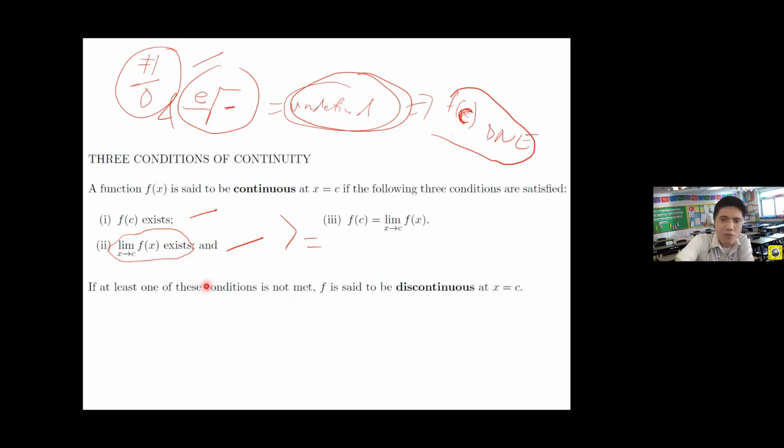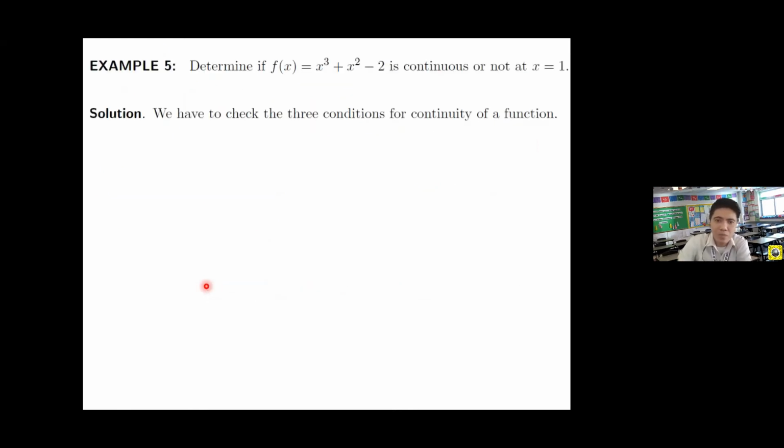So let's try some examples to practice. Determine if f of x equals x cubed plus x squared minus 2 is continuous or not at x equals 1. Since there is no graph, you have two ways: either graph it or use the three conditions. But graphing is a bit difficult. It's okay if you have an application, but usually in exams there is no app, unlike now when we have the luxury of using technology.